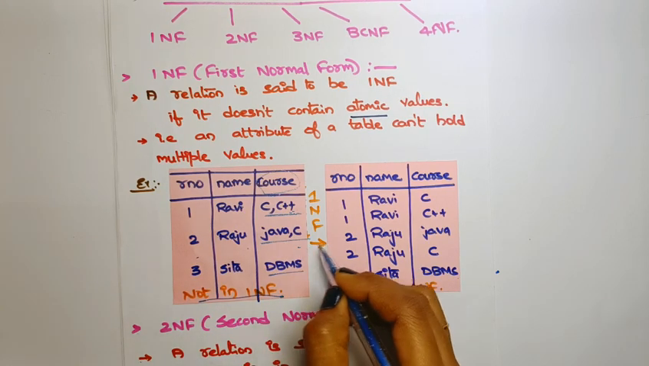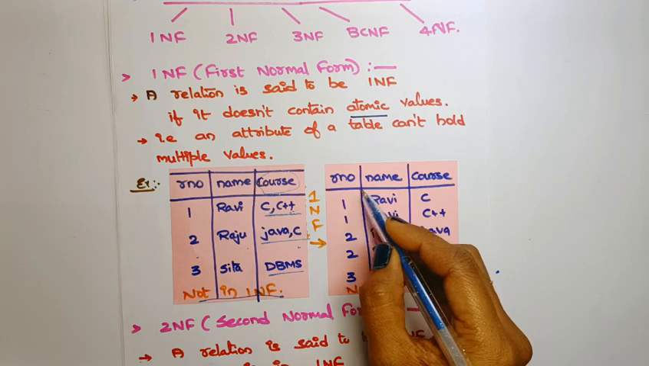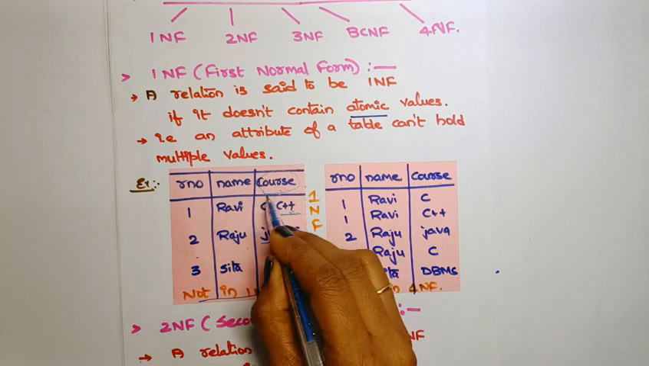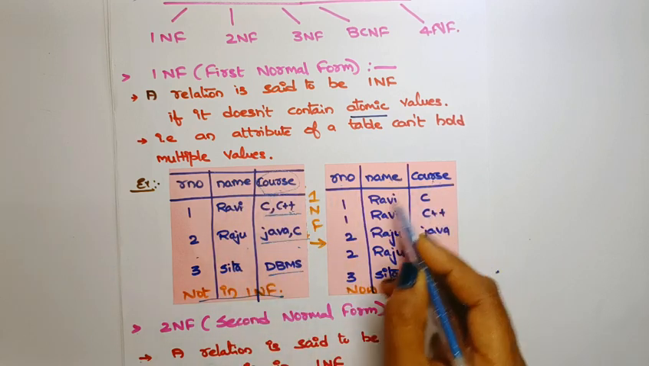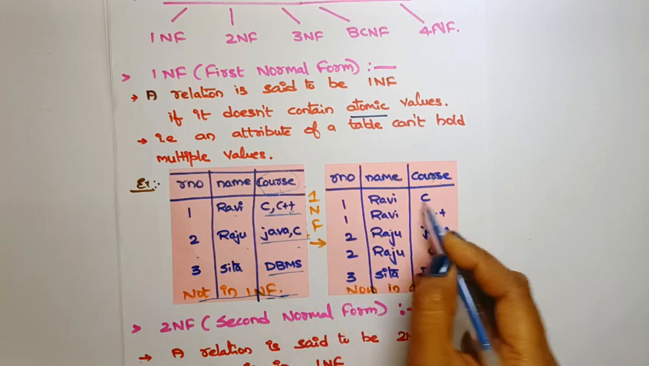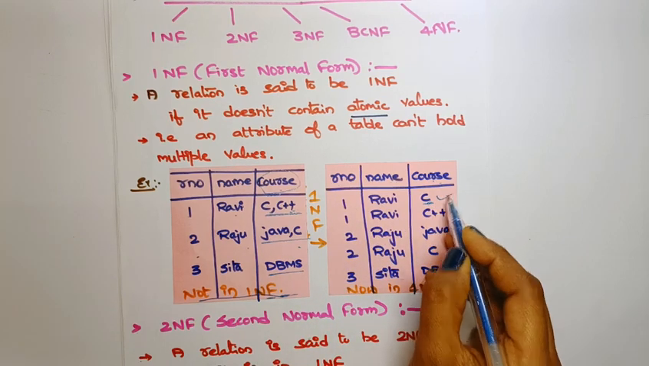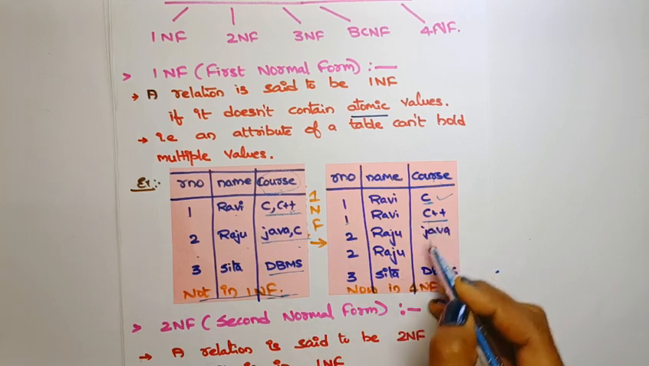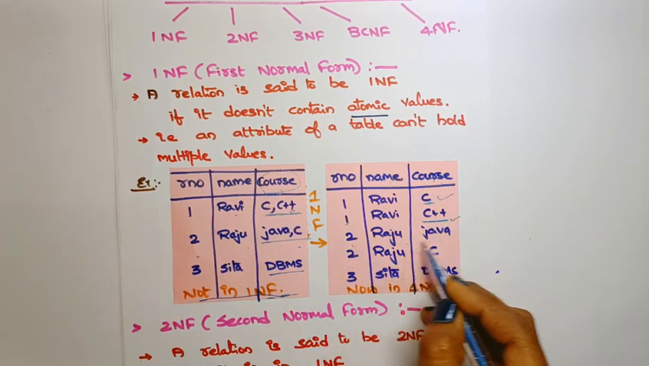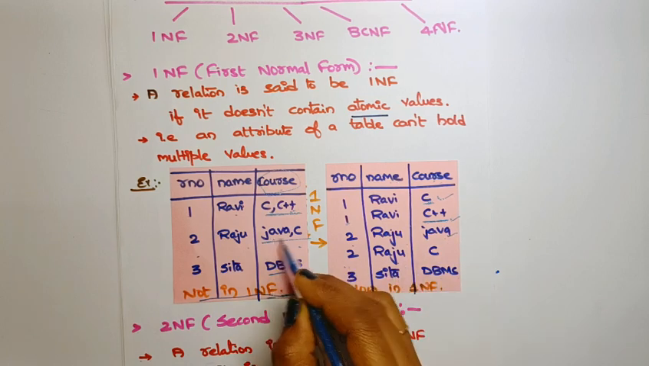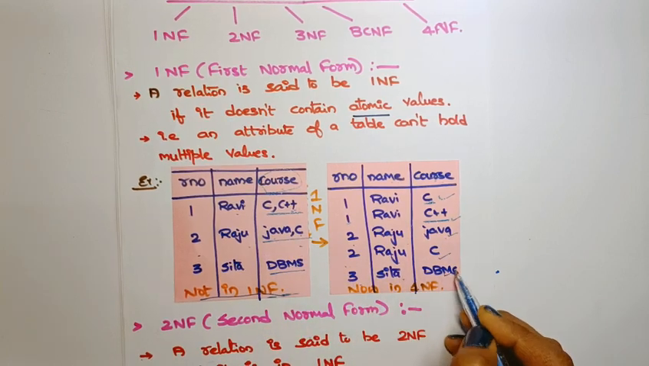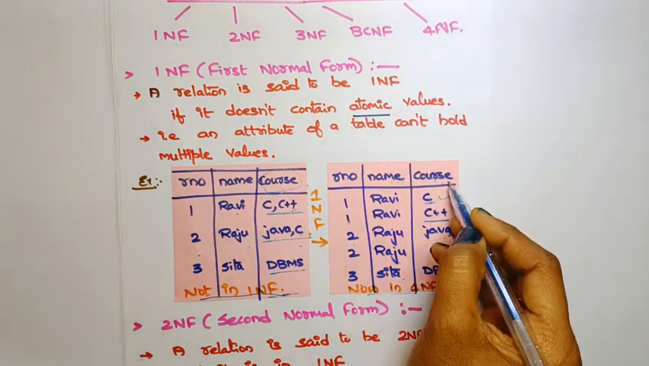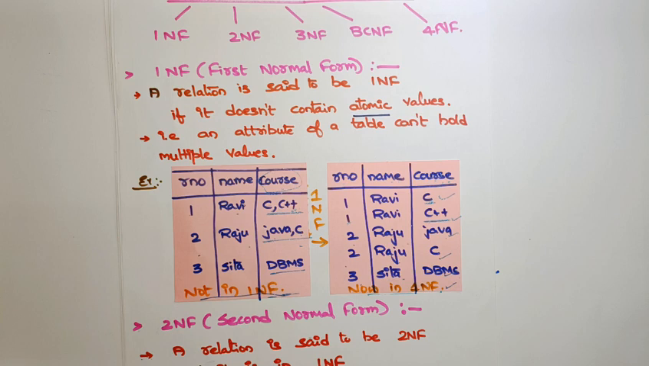To convert this table into 1NF, I am writing it like this: roll number, name, course. Whatever the attributes are there, you need to mention them as they are. Next, roll number 1, Ravi, he joined for the course C, and again you need to mention roll number 1, Ravi joined for the course C++ also. 2, Raju, Java; 2, Raju, C; 3, Sita, DBMS. Now this table is in 1NF. Why? Because each and every attribute is holding a single value, atomic values.